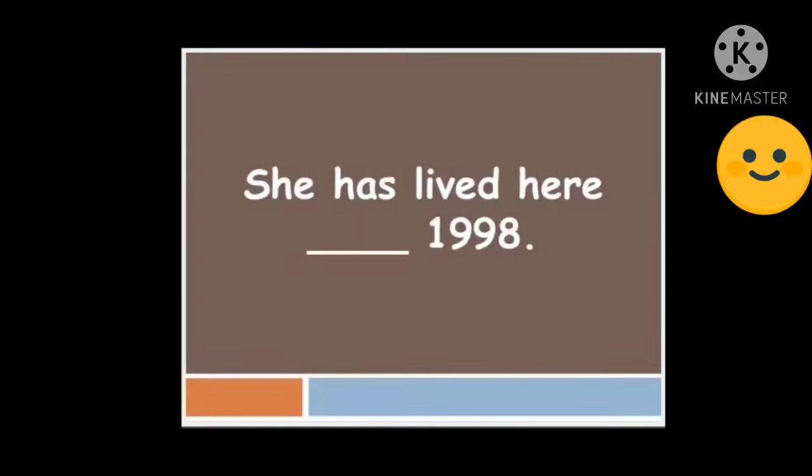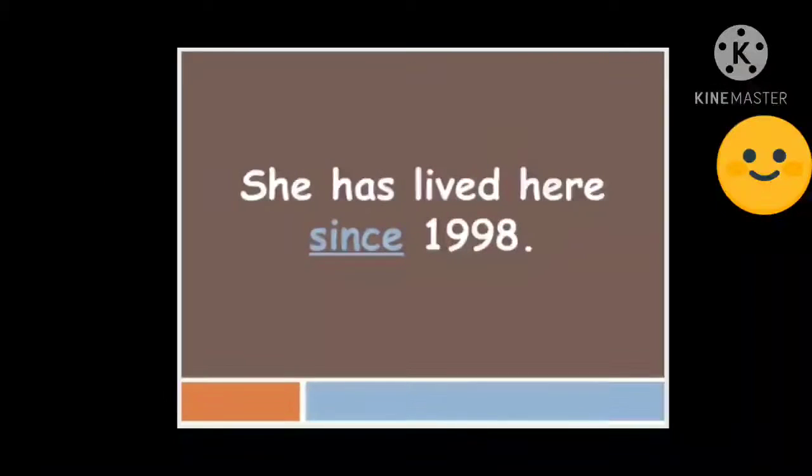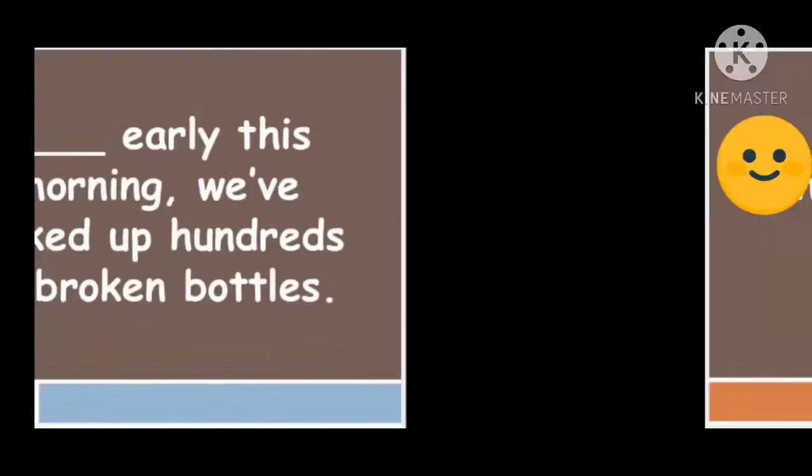She has lived here dash 1998. So the beginning of the action is given. How long she continued to live there is not mentioned. That means the period of time is not given. When the point of time is given, so before years we usually use the preposition since. She has lived here since 1998.